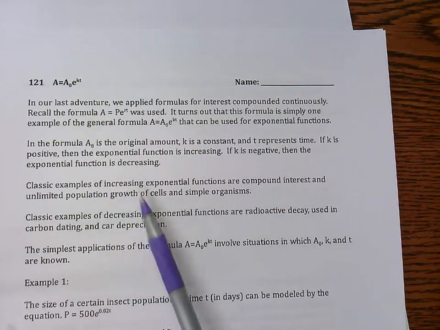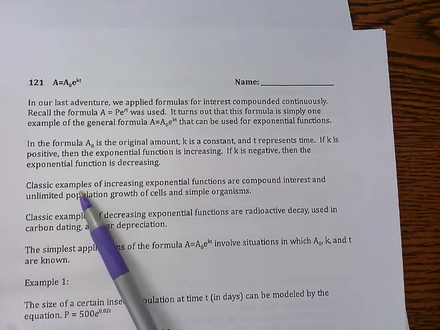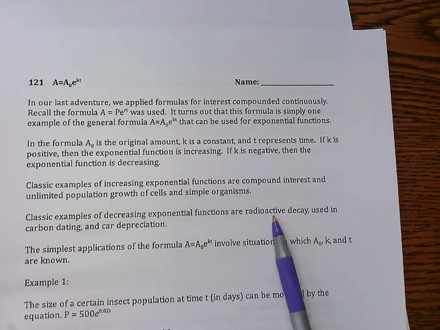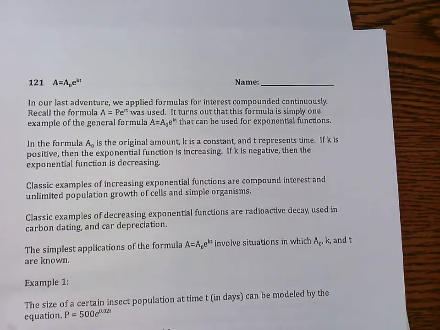Classic examples of increasing: compound interest, I already said, and population growth. Classic examples of decreasing: radioactive decay, or car depreciation, right? Your car goes down a certain percentage each year in its value in the Kelley Blue Book or list price or whatever. All right, so the simplest applications are when you already know your starting amount, your K value, and the amount of time, just like we did with interest.